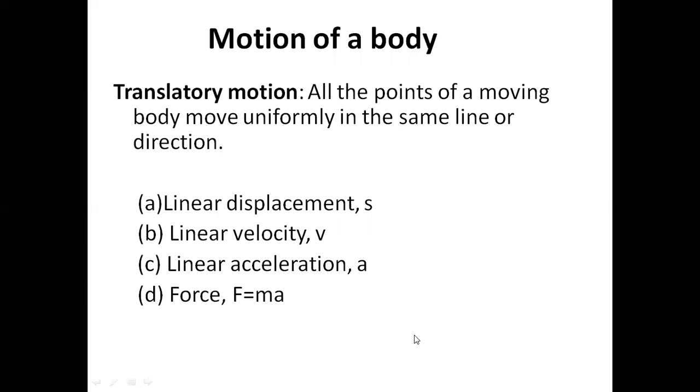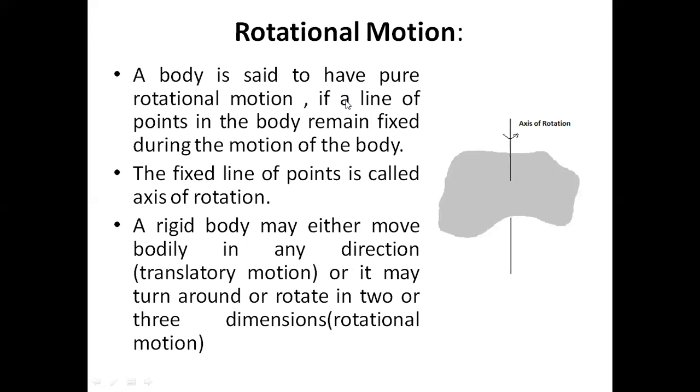What is a translatory motion of a body? If all the points of a moving body move uniformly in the same line or direction, the body is said to be in a translatory motion. If the body is in a translatory motion, we define the terms linear displacement represented by the letter S, linear velocity, linear acceleration, and also if some amount of force is applied on the body, F is equal to ma.